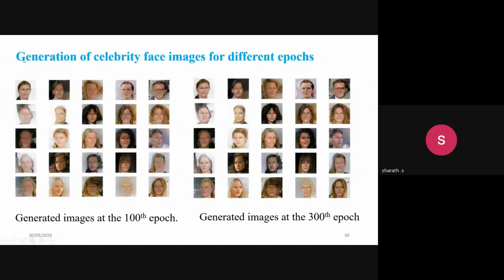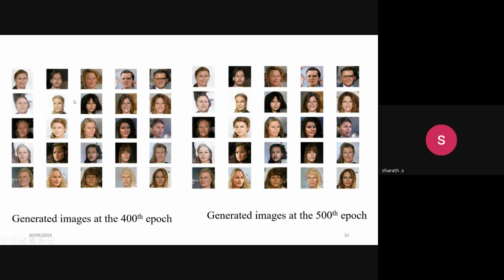And this is how we generated the GAN image with different epochs. Epochs in the sense number of iterations. The generated image at the 100th iteration. This is the sample of the generated image at the 300th iteration. The same thing with the 400, 500. So basically, it is an iterative process.